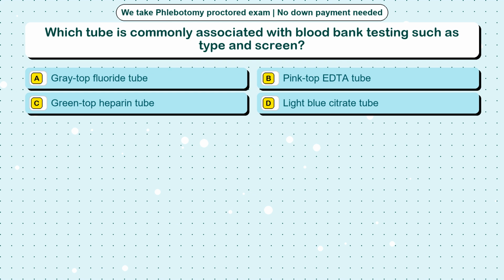Question 87. Which tube is commonly associated with blood bank testing such as type and screen? Option A, gray top fluoride tube. Option B, pink top EDTA tube. Option C, green top heparin tube. Option D, light blue citrate tube.